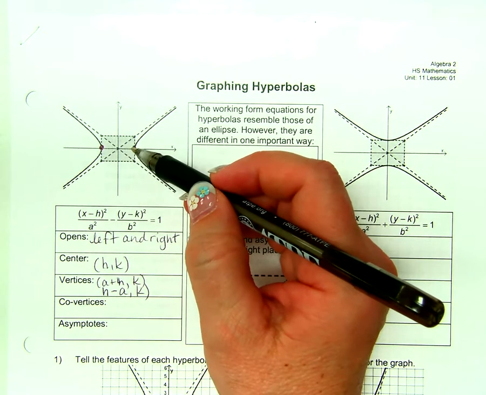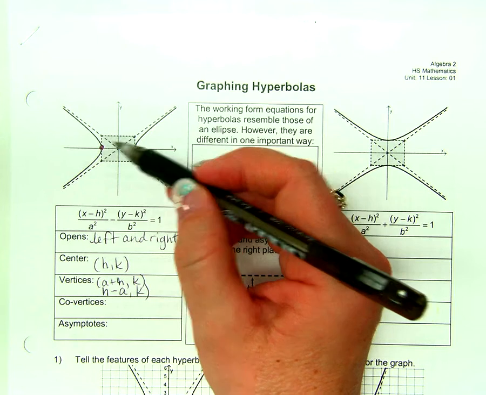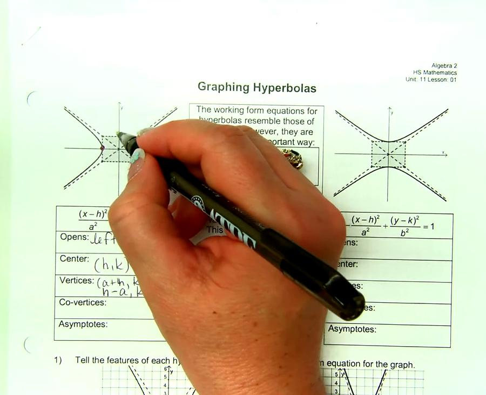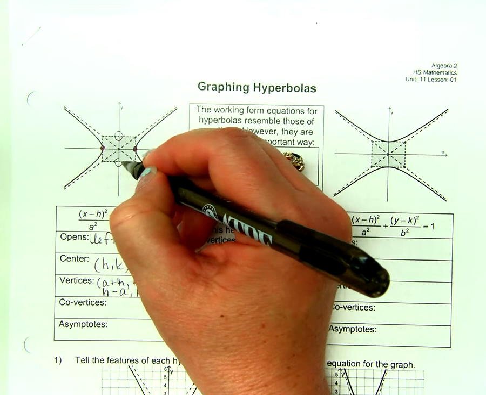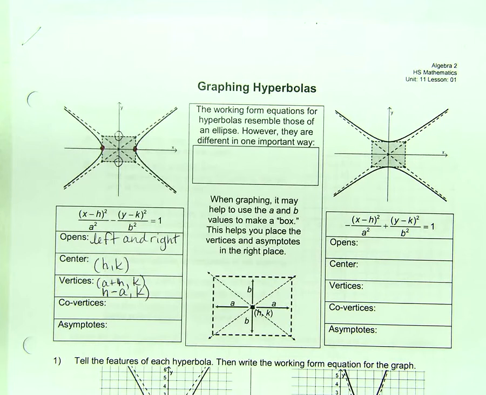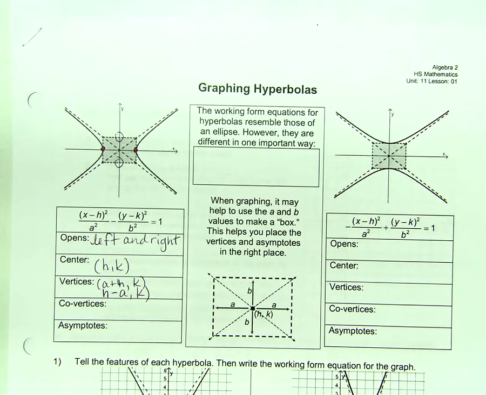Not corners. Because this was a vertex and this was a vertex, this is a co-vertex and this is a co-vertex. It seems useless, right? It doesn't do anything. But doesn't it? Doesn't it do something? What does it create? The box, the rectangle, right? Okay.